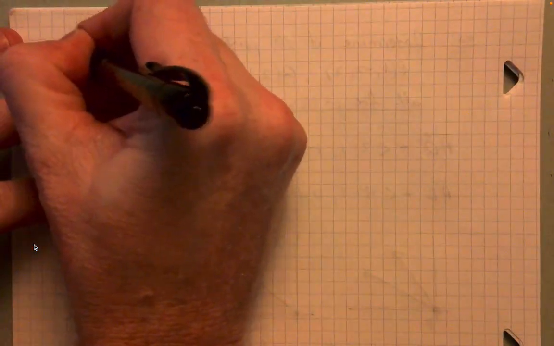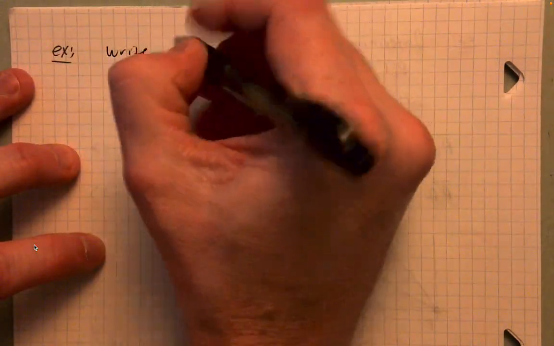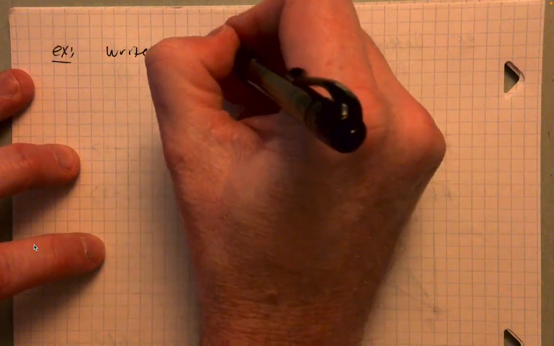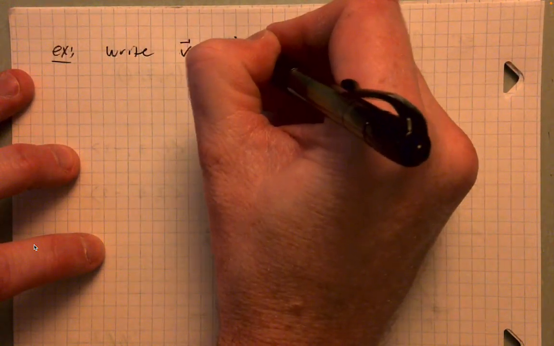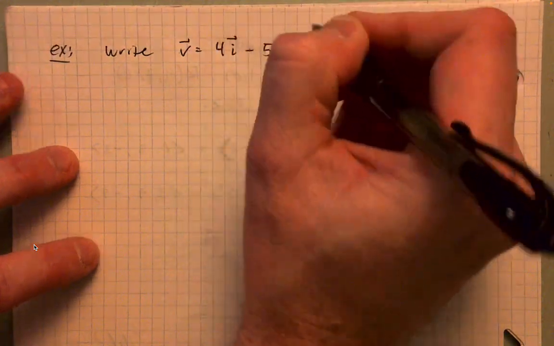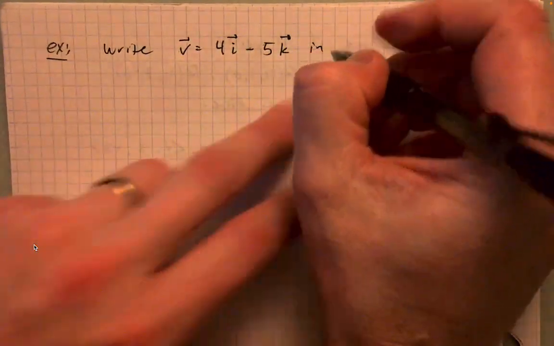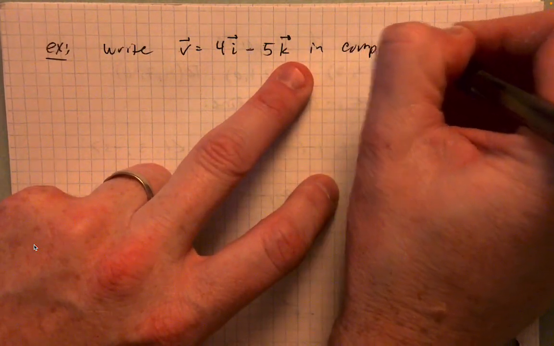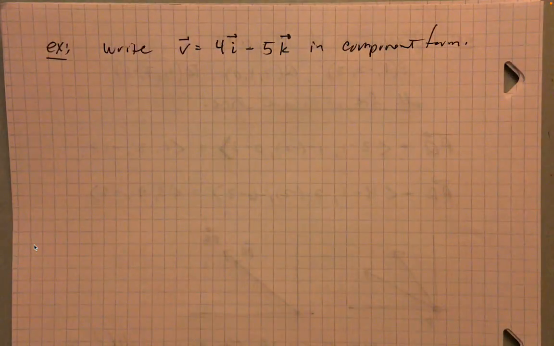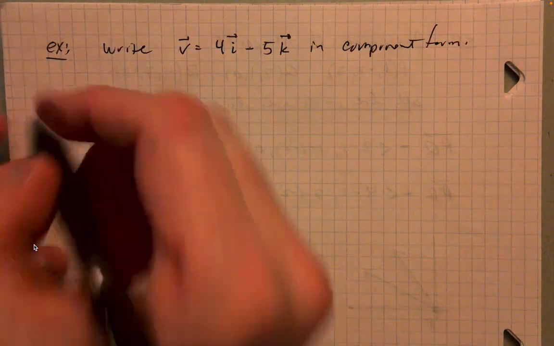All right, and let's do a couple more examples, and then we'll say we're fully acclimated to 3D vector talk. Okay, let's do another example. Let's write a vector v equals 4i minus 5k in component form. Let's make sure we understand how to do this, and that 3D vectors aren't throwing us for a loop on this one. All right, so what does this mean?